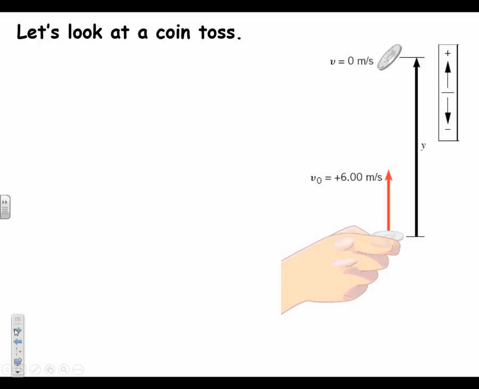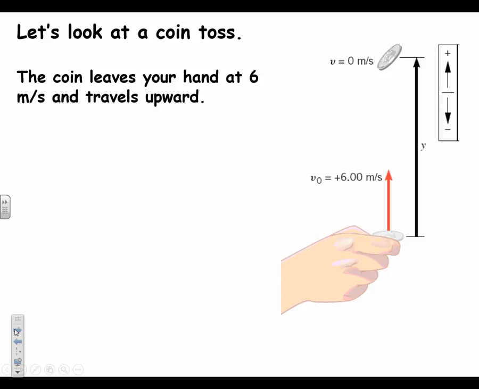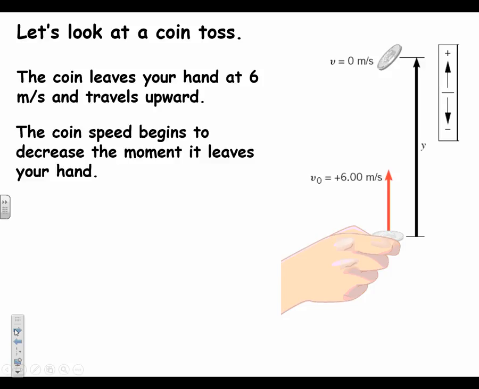So let's look at a coin toss. If the coin starts at 6 meters per second, and I toss it up into the air, it is going to immediately decelerate. It is going to slow down as it goes up. The coin is going to begin to decrease the minute it leaves my hand. And that deceleration rate is going to be a negative 9.8 meters per second squared.